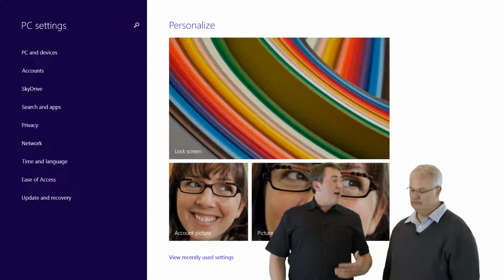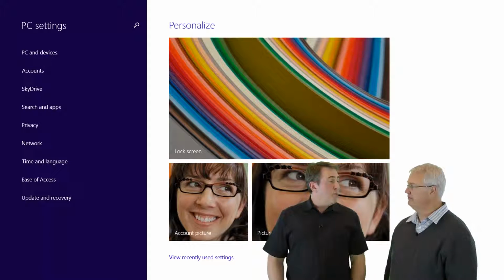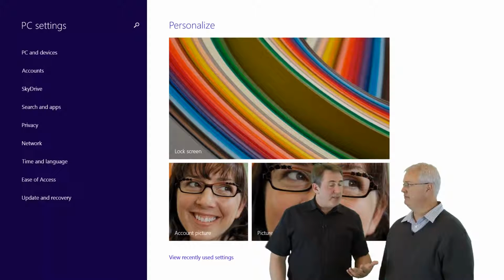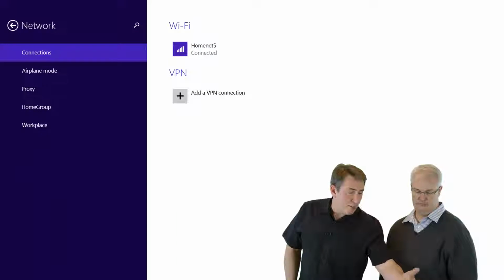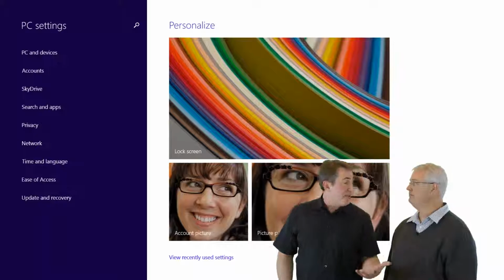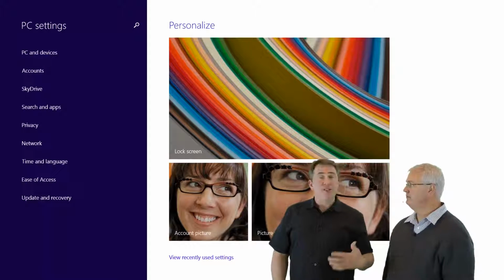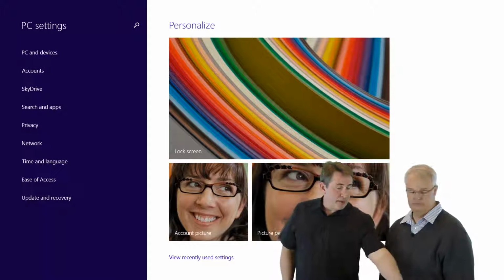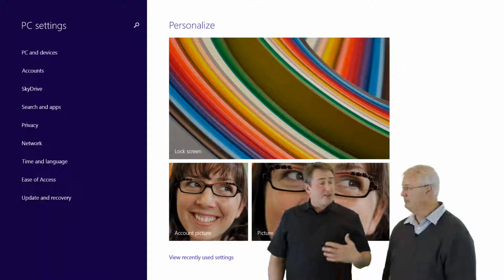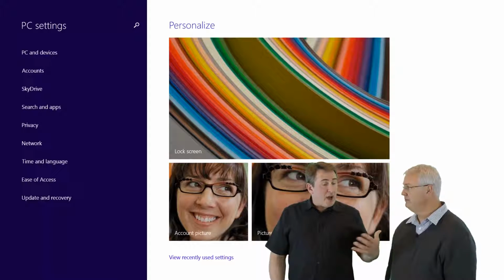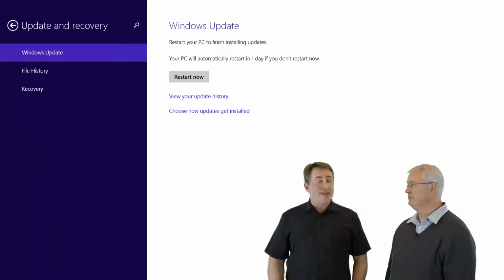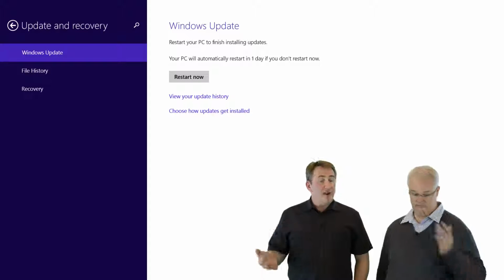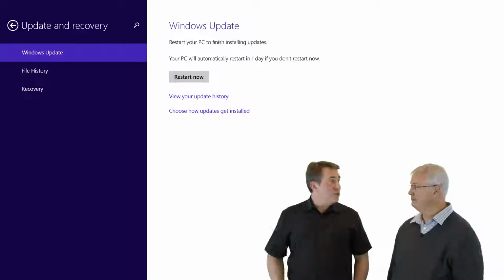So you look at privacy, what you want your apps to be able to utilize and what they can't. Network is another important one, where you can add additional connections like a VPN. Time and languages, where you set your time zone and your preferred language of choice. Ease of access, to compensate for disabilities that some people may have. And the last one is update and recovery, which I think is pretty important, because here you get access to Windows Update, file history, and also the ability to do recoveries.